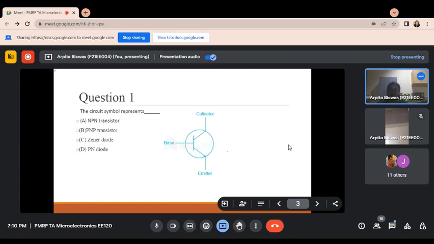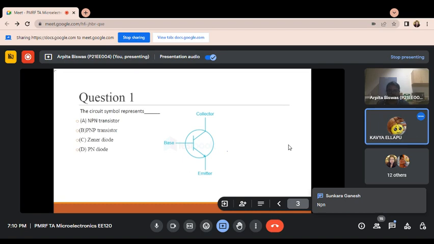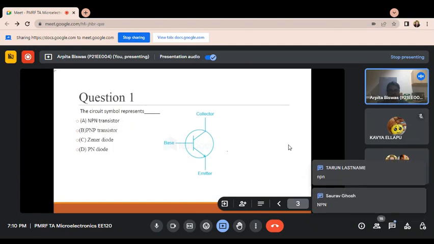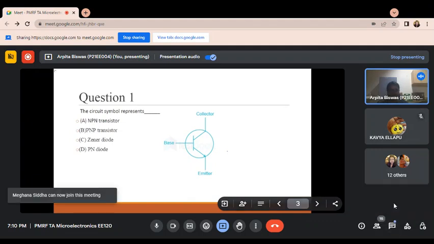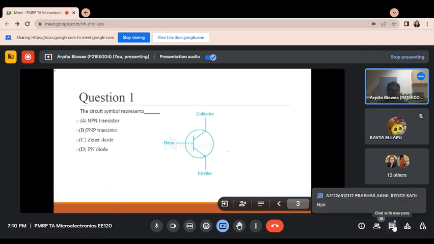This is question 1. It's a very simple question, and I think all of you can give the answer. So the circuit symbol represents, the first option is NPN transistor, the second option is PNP transistor, the third option is the Zener diode, and the D is PN diode. This is a very basic question, and I hope all of you have gone through the lecture whatever Professor Shudev Das Gupta taught you. So I think all of you can give the answer.